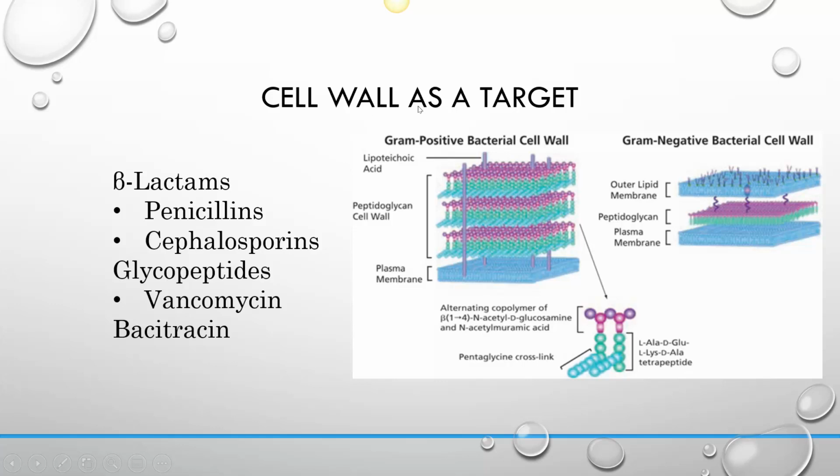So the cell wall targets, the ones that affect peptidoglycan, are usually more effective against gram-positives than gram-negatives. That doesn't mean that they can't work at all against gram-negatives, it's just a lot more effective against the gram-positives. Major categories of cell wall targeting antibiotics include the beta-lactams, penicillin, cephalosporins, the glycopeptides like vancomycin, and then bacitracin.